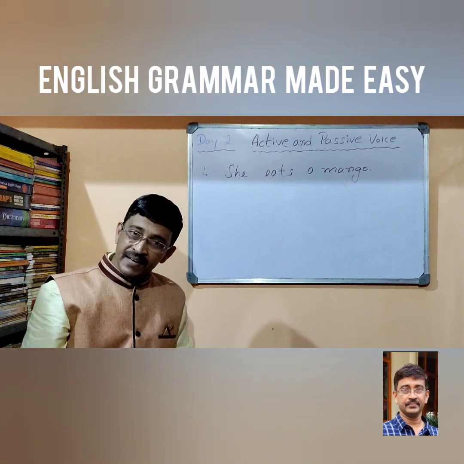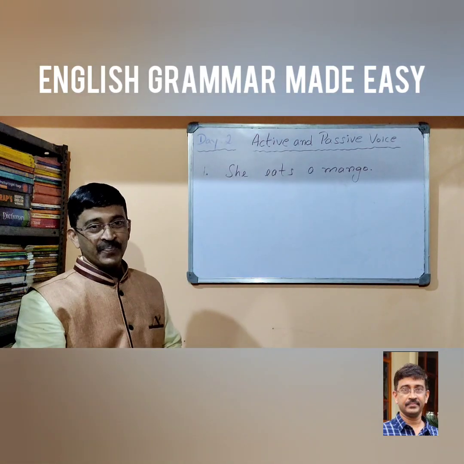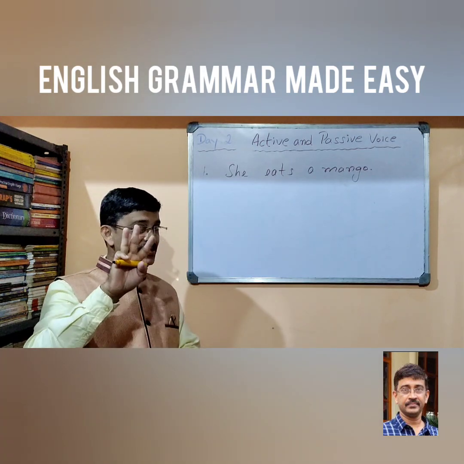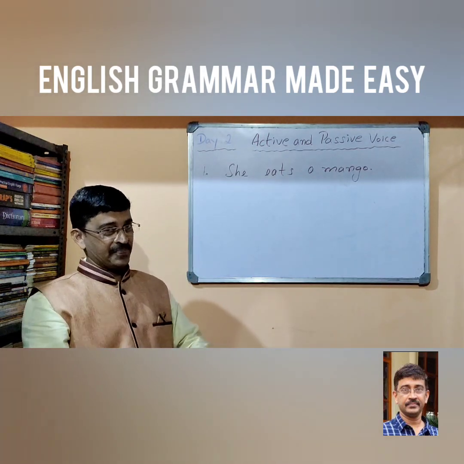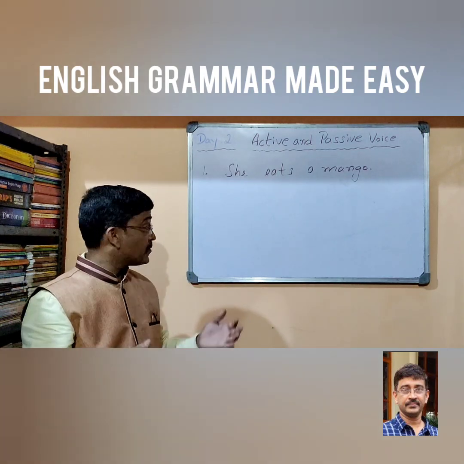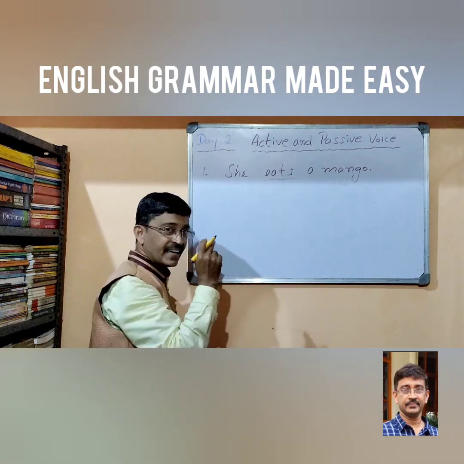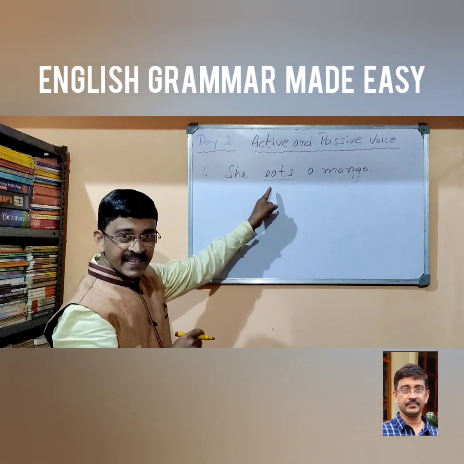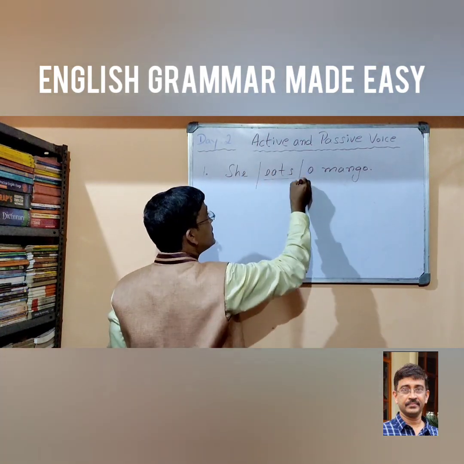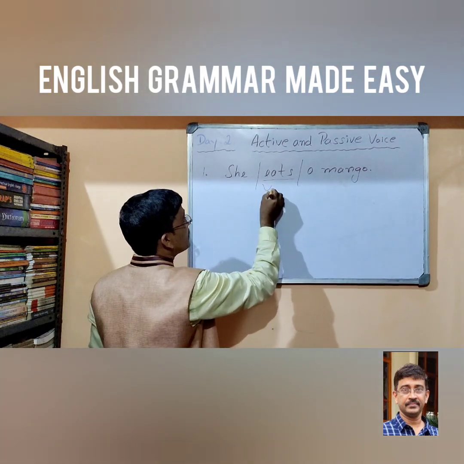Here I have written a sentence which reads like this: she eats a mango. Now, as usual, you have to follow the 3 steps which I told you earlier. First step, identify the verb. Where is the verb? Yes, you are right. Here, eats. This is the verb. And then you will draw the vertical lines. Below it, you will write verb.